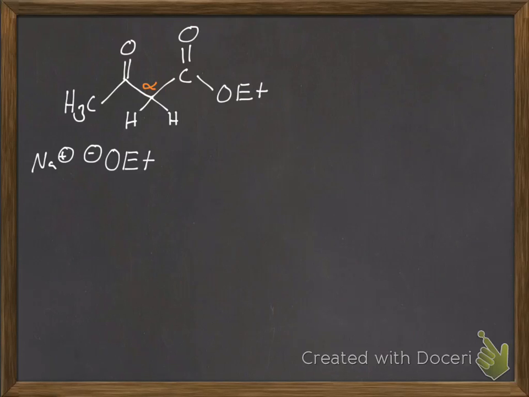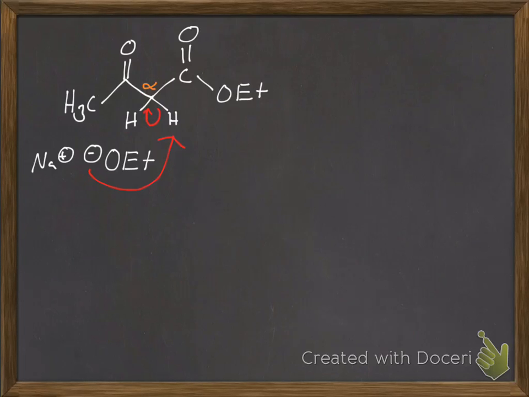But the first bit of action is going to be on one of these hydrogens. Which one? Well, take your pick. Doesn't matter. We're going to take the negative charge from this ethoxide ion and attack one of these hydrogens. And so that's going to bond this ethoxide ion to this hydrogen, and we're going to have to kick these electrons onto this alpha carbon. So that's going to happen.